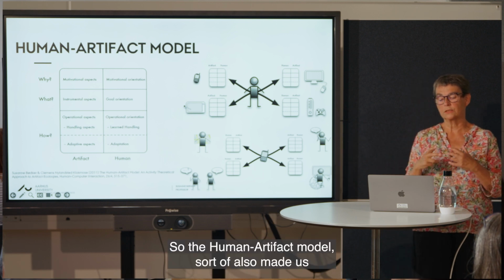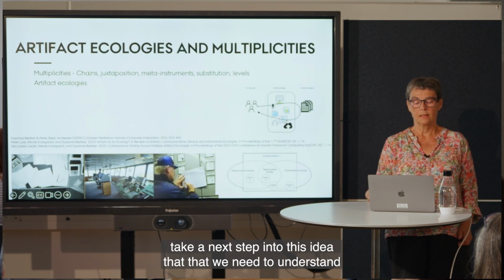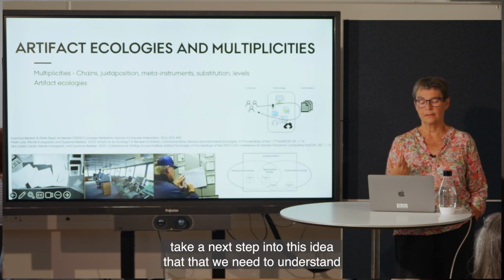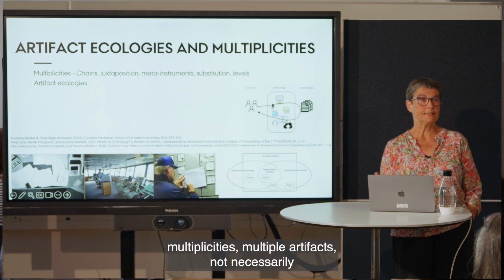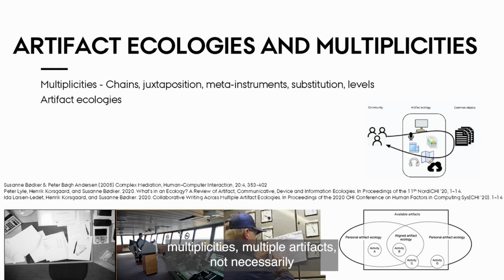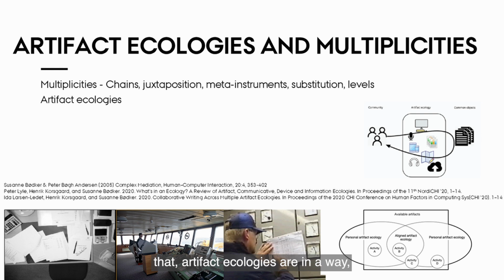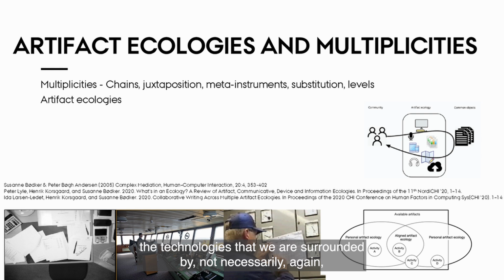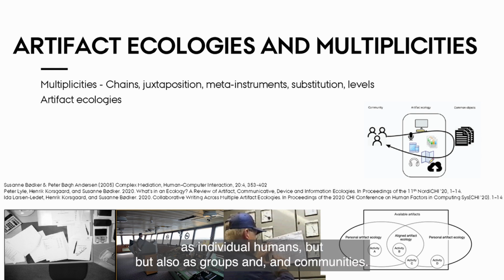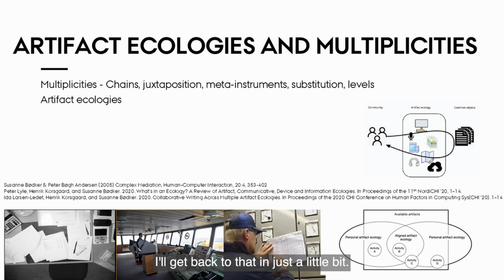So the human artifact model also made us take a next step into this idea that we need to understand multiplicities, multiple artifacts, not necessarily at the same time, sometimes over time, and hence this idea that we have this thing that we choose to call artifact ecologies. There are other people calling it other things, but artifact ecologies are the technologies that we are surrounded by, not necessarily as individual humans, but also as groups and communities. I'll get back to that just a little bit.